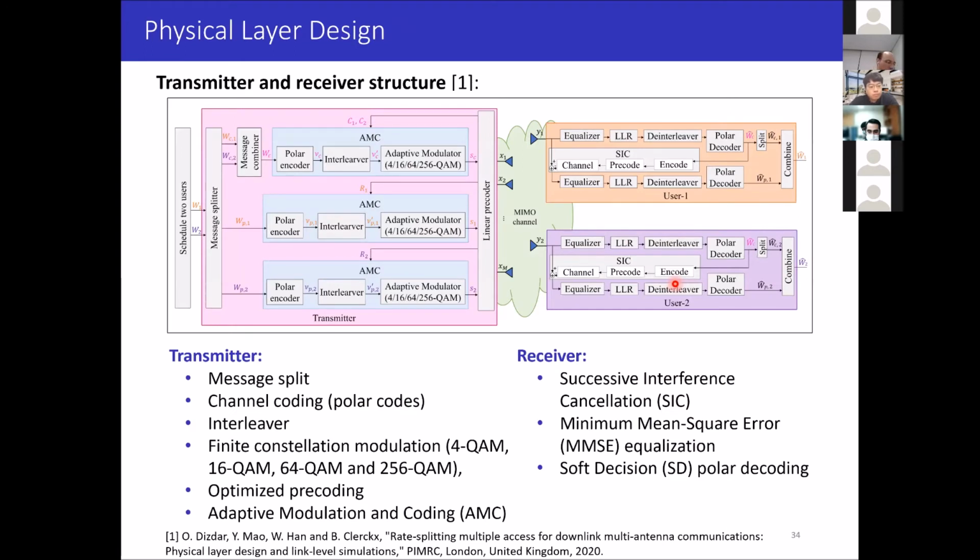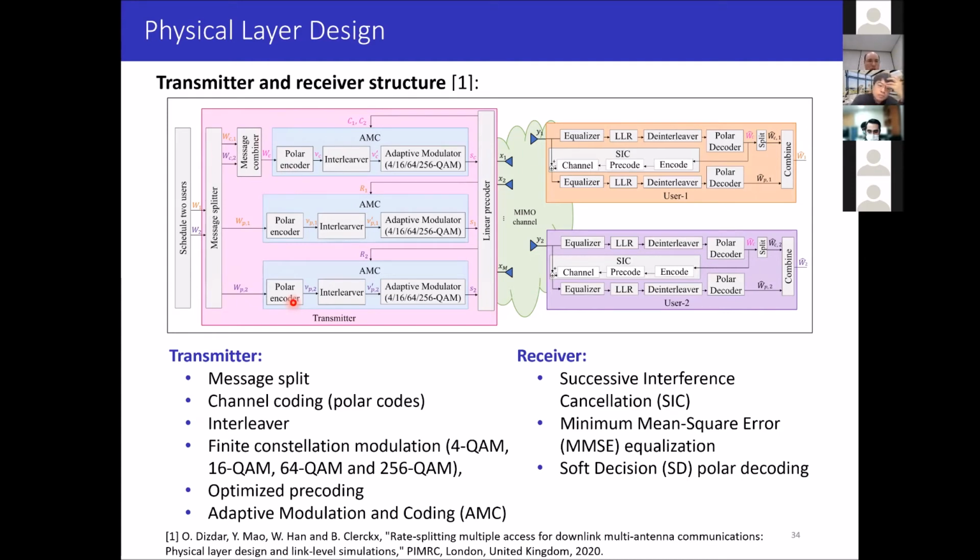Right, so once we have this and we know how to optimize the system, then we can design the physical layer. And so an example of the physical layer here, in the two-user case, you have two messages that you split into common and private parts. And so you have to split those bits between the common parts and the private parts. Then you have to encode them. So here, for instance, we use polar codes for the common parts and the private parts.